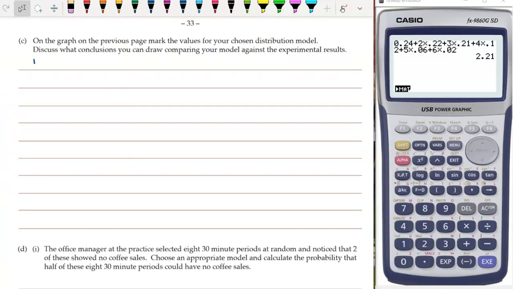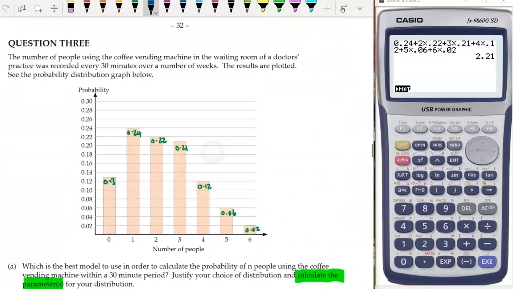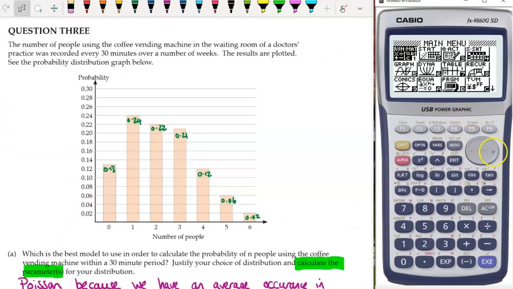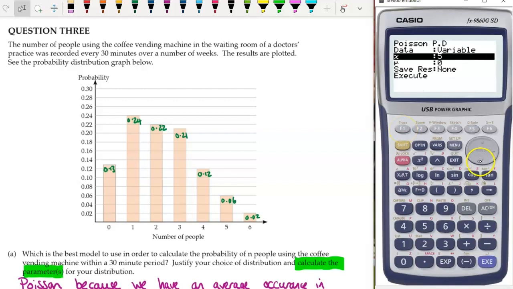So now on part C, if lambda is equal to 2.21, the probabilities are marked on the graph. That's what it's asking us to mark onto this graph here. So with a value of lambda being 2.21, we're going to pop that into a Poisson distribution. We want the values exactly at the point. So if x is 0 with lambda of 2.21, we've got a probability there of 0.1097.